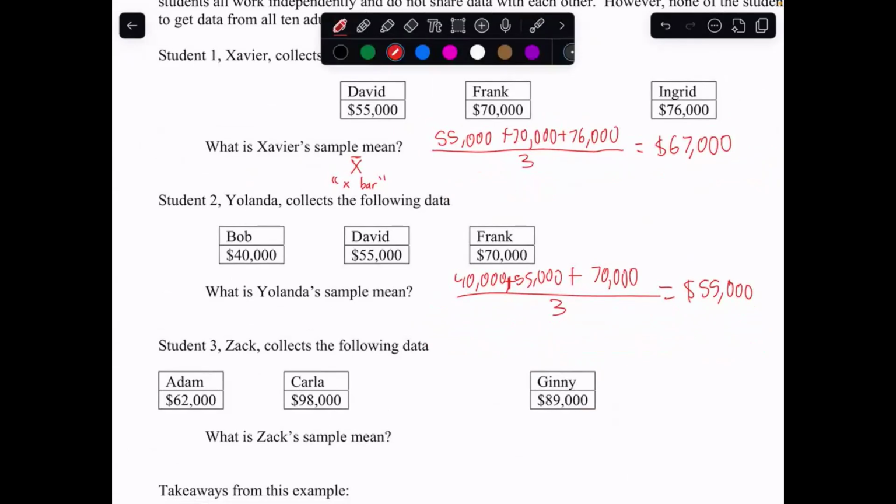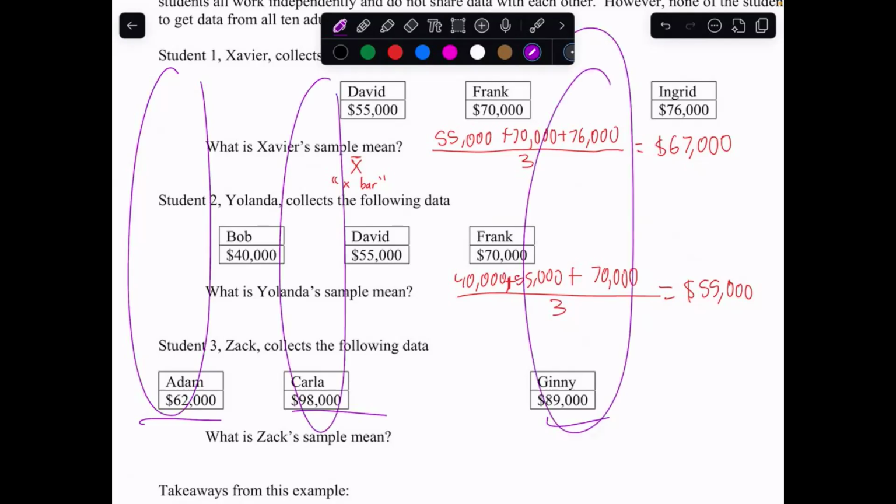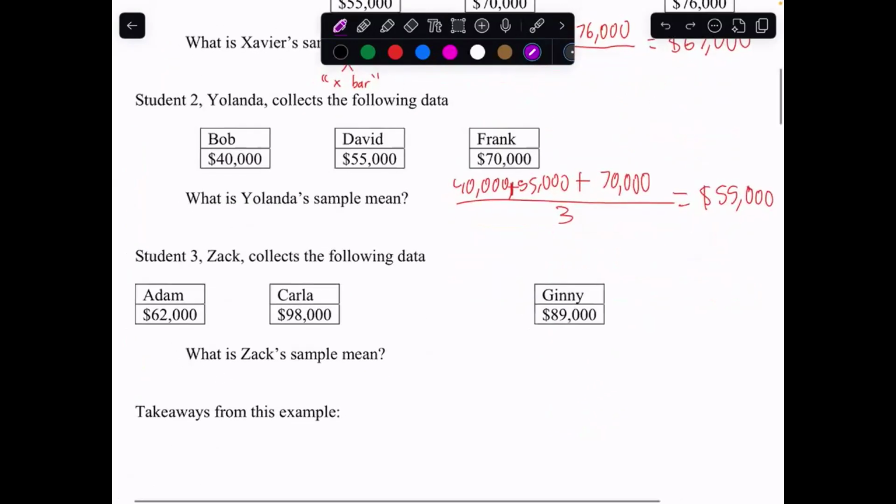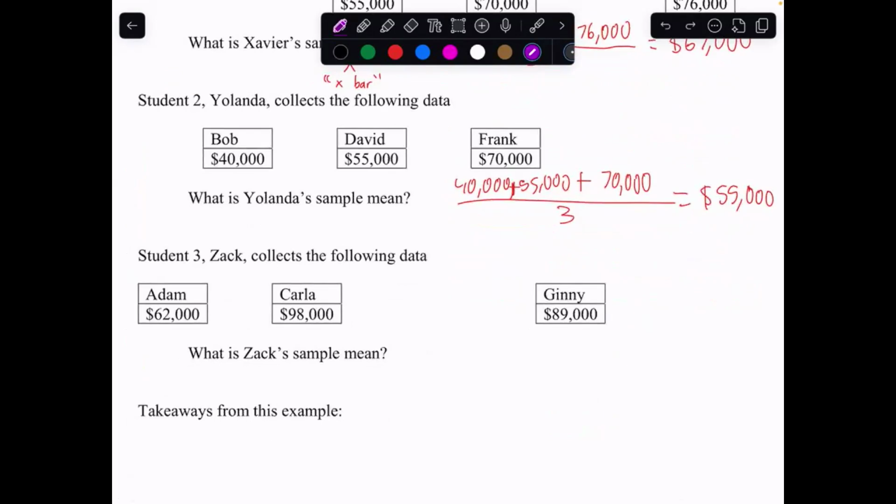Okay, and then the third student, again, doesn't have time to do all 10 adults, so he only picks 3 adults to ask. He talks to 3 completely new people. Neither Yolanda nor Xavier talked to the 3 adults, Adam, Carla, and Ginny. So let's calculate Zach's sample mean. These are the 3 data points he has.